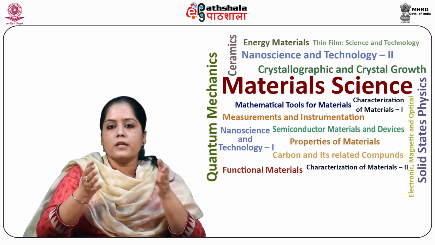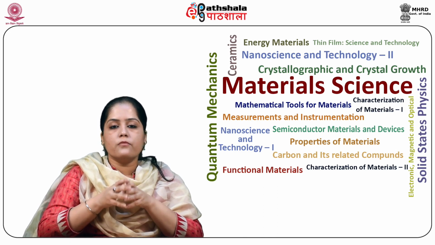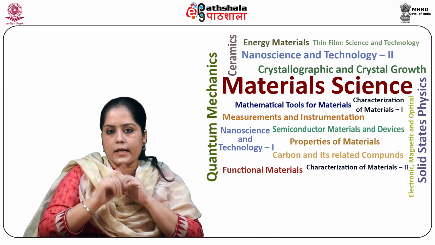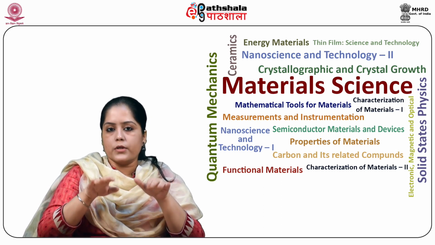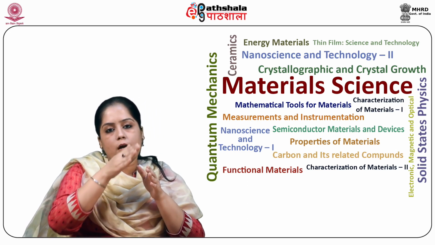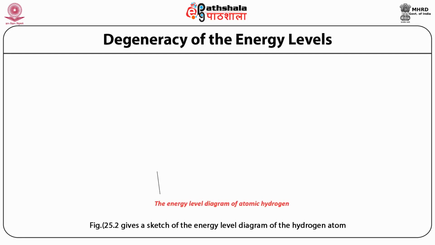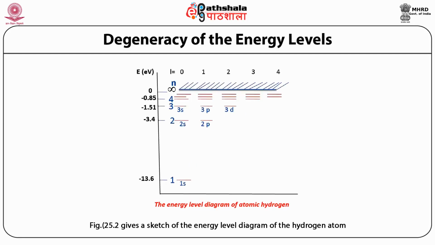Several properties of hydrogen-like atoms, like alkali atoms, etc., can be understood in terms of the motion of a single valence electron in a central Coulombic potential at large distances, but it deviates as r decreases because of the presence of inner electrons. So this figure gives a sketch of the energy level diagram of the hydrogen atom starting from n equal to 1 to n equal to 4. We have the energy corresponding to each principal quantum number n.